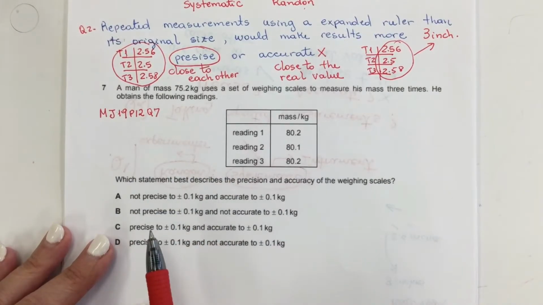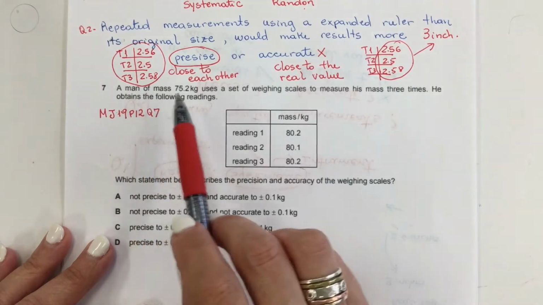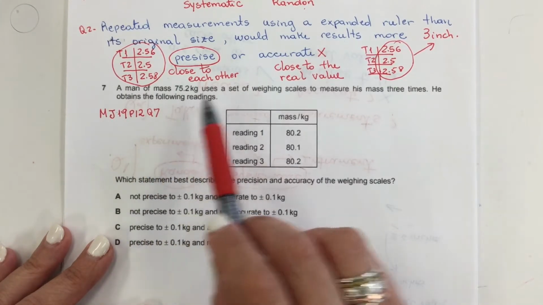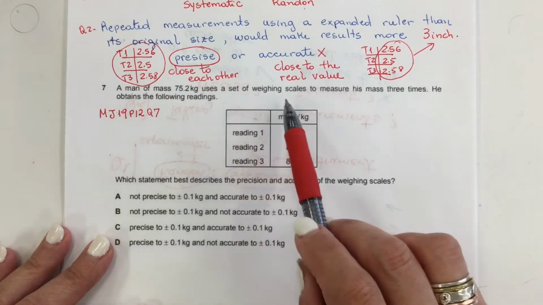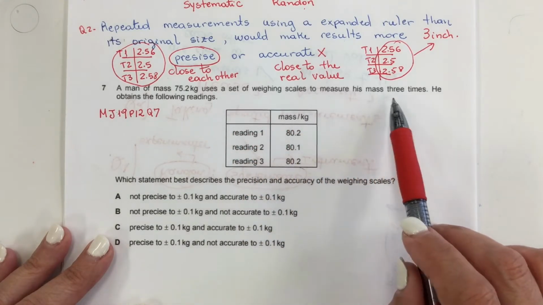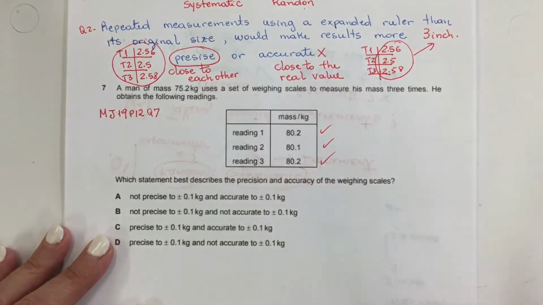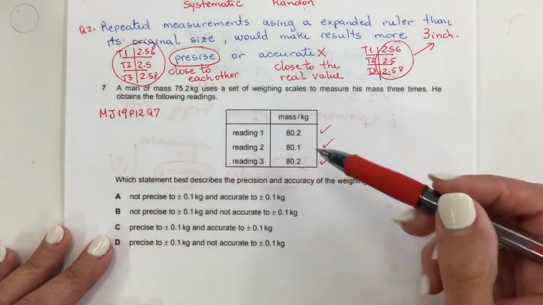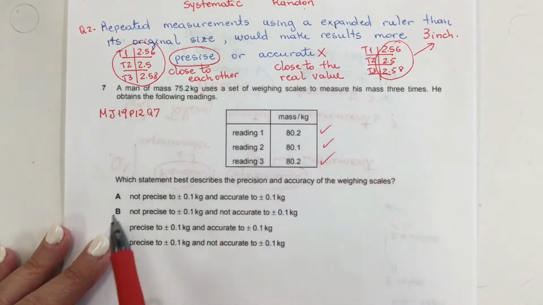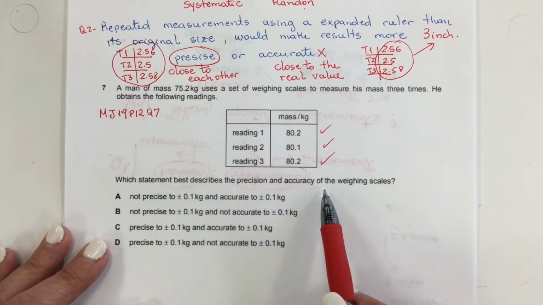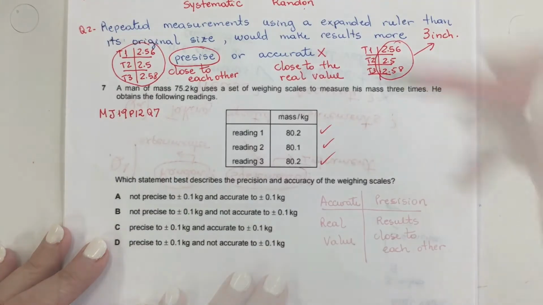Another question about accuracy and precision. Let's read. A man of mass 75.2 kilograms uses a set of weighing scales to measure his mass 3 times. So here we have 1, 2, 3. He obtains the following readings. Which statement best describes the precision and accuracy of the weighing scale?